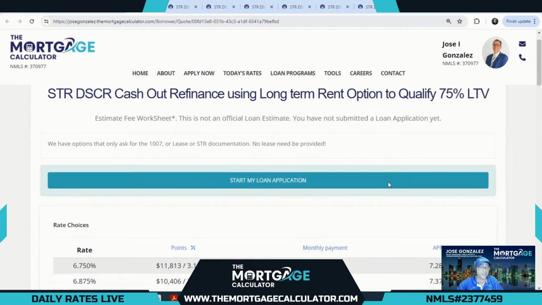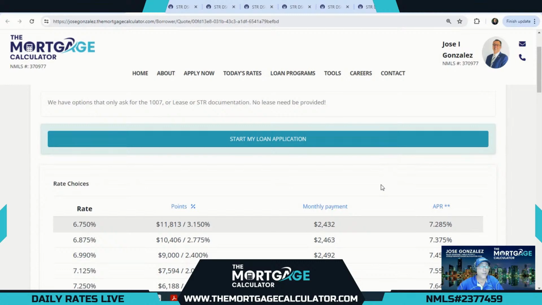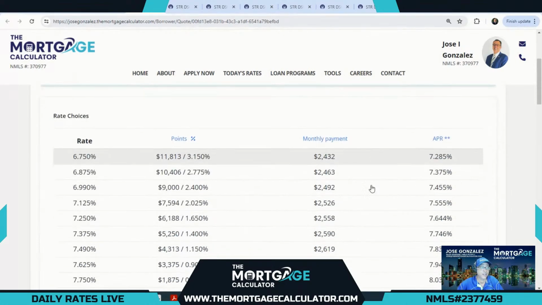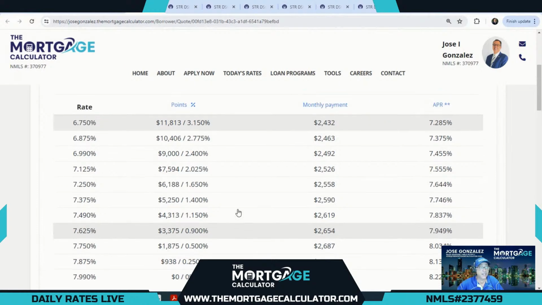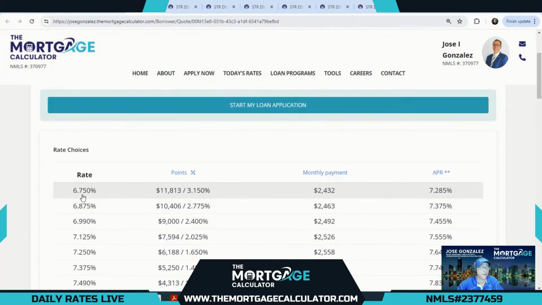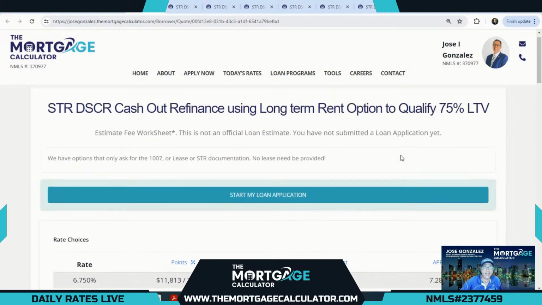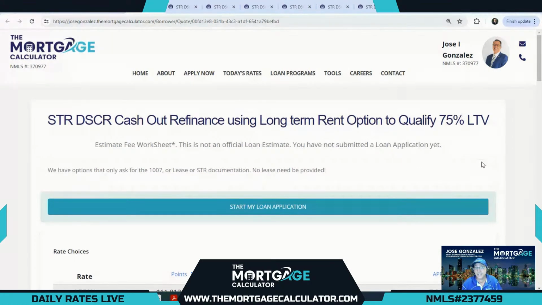So obviously, if our long-term rent qualifies us at a 75% LTV, then we're going to get these options of 7.99 lowest cost option at par, and you can buy that down all the way to 6.75 at a cost of 3.15. So see, it's all about reading into the guidelines, interpreting the guidelines, and then properly structuring your loan and selecting the most appropriate option to make sure that your loan starts off on the correct trajectory.